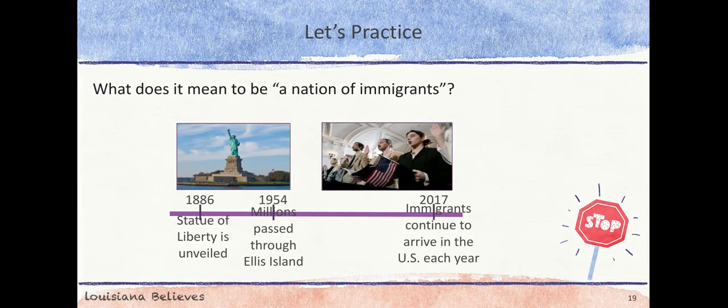Now you are ready to take a closer look at the phrase, a nation of immigrants. Think about what you learned about the history of people coming to the United States from other countries. Pause this video to record your answers on your handout at the third stop sign. Then hit play when you are ready to continue.